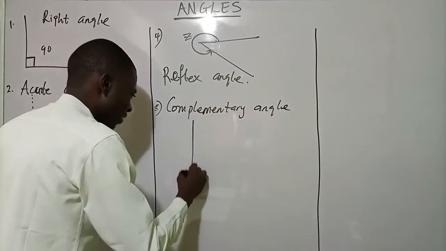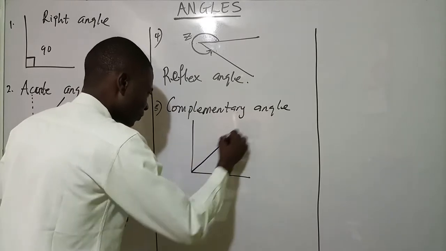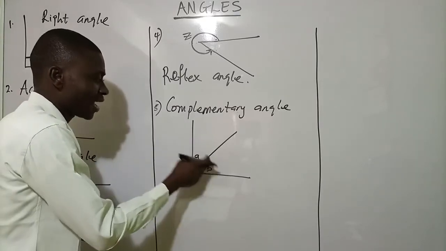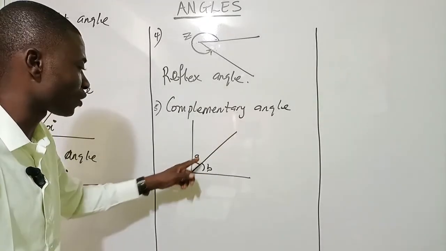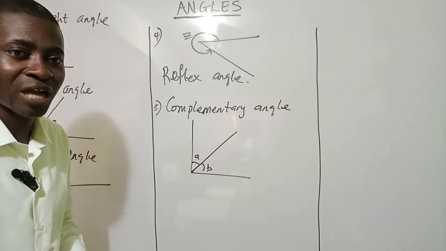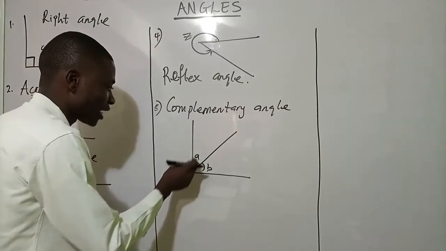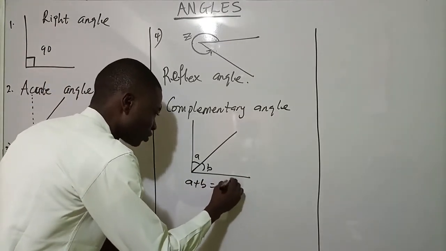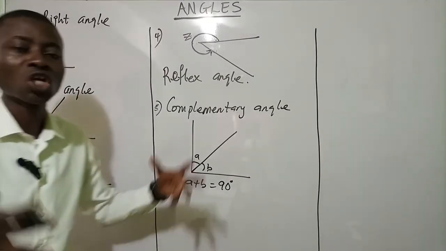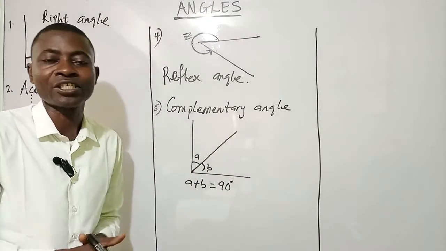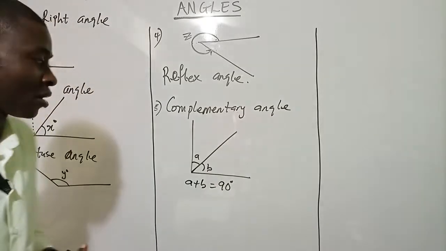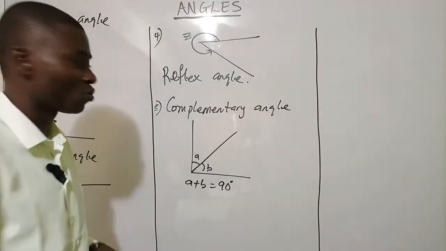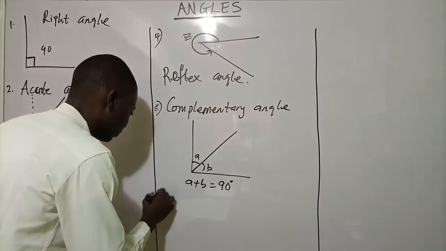90 degrees. For instance, I have this, A, B. The addition of A and B is equal to 90 degrees. So what do we call this? Complementary angles are angles that add up to give us 90 degrees. That means A plus B is equal to 90 degrees. A and B are called complementary angles. Both of them are complementing each other. So they are complementary angles.